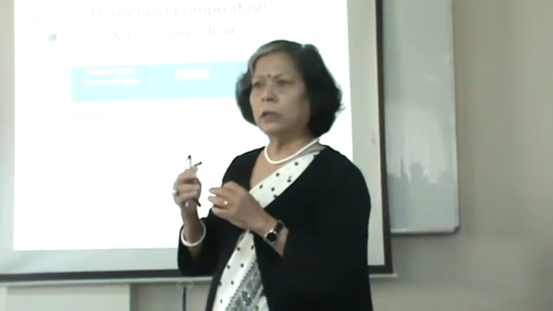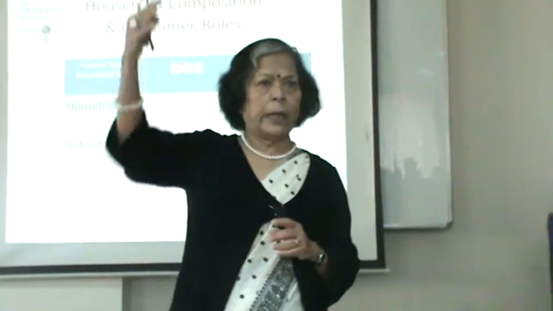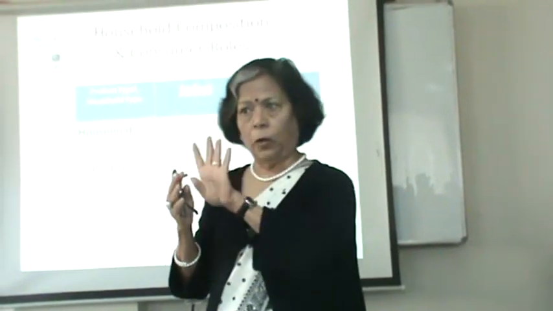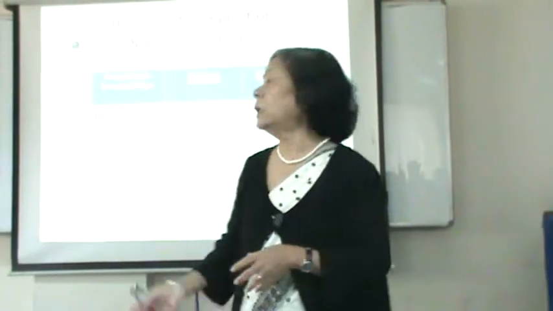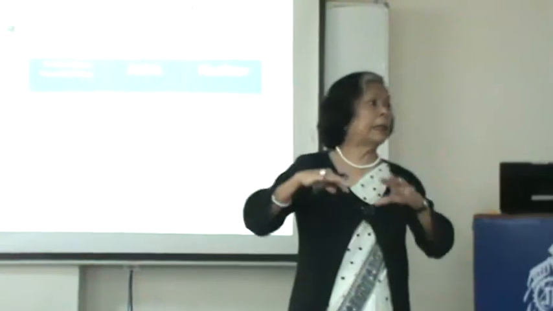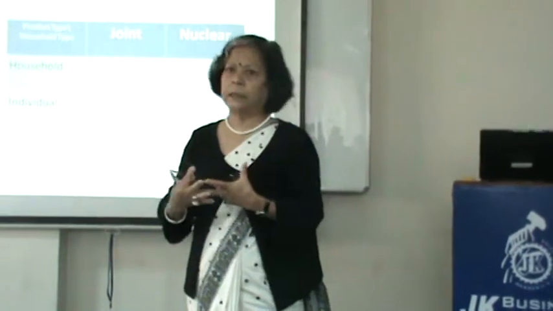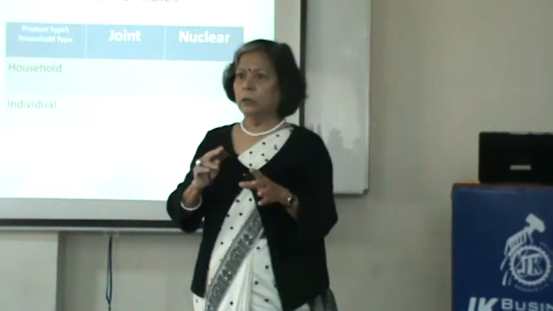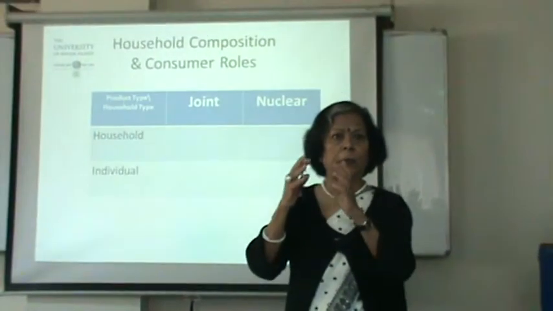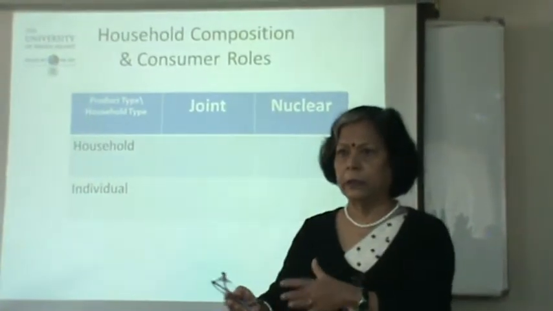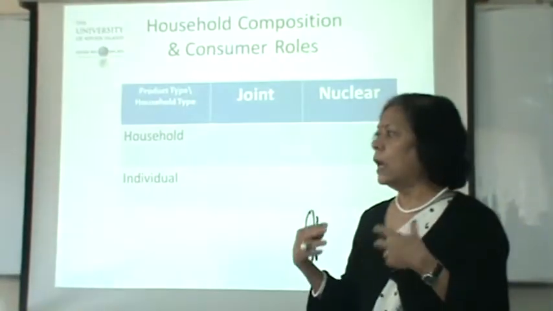So nuclear is usually two generations, mom, dad, and kids. As soon as you get, like yours, it's a small size, four people, but there are two sets of adults. That's considered to be a joint family. Because they're adults, and as adults, they have different resources, different power, different decision-making authority. So you and your husband and the parents is a different relationship than if it was you and your husband and your two kids. It's still four people, but the relationships are different. And these relationships determine how decisions are made.